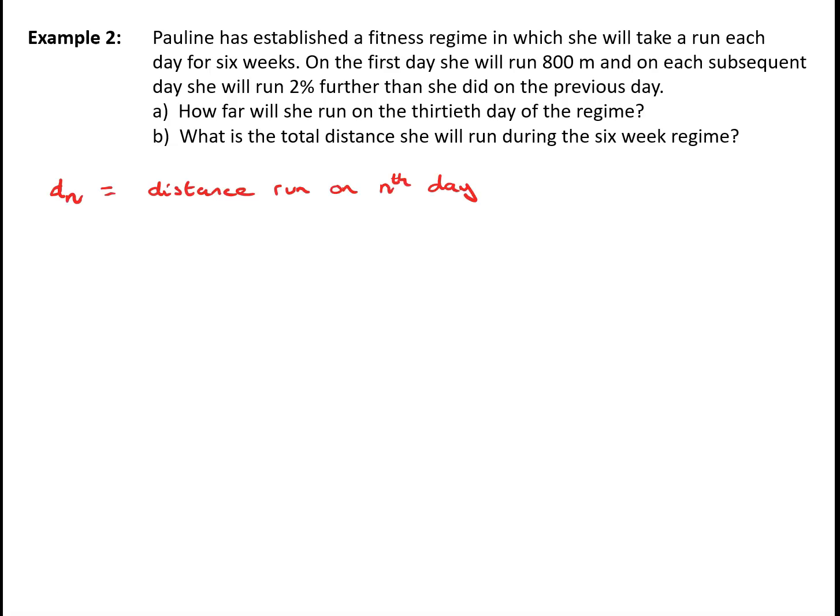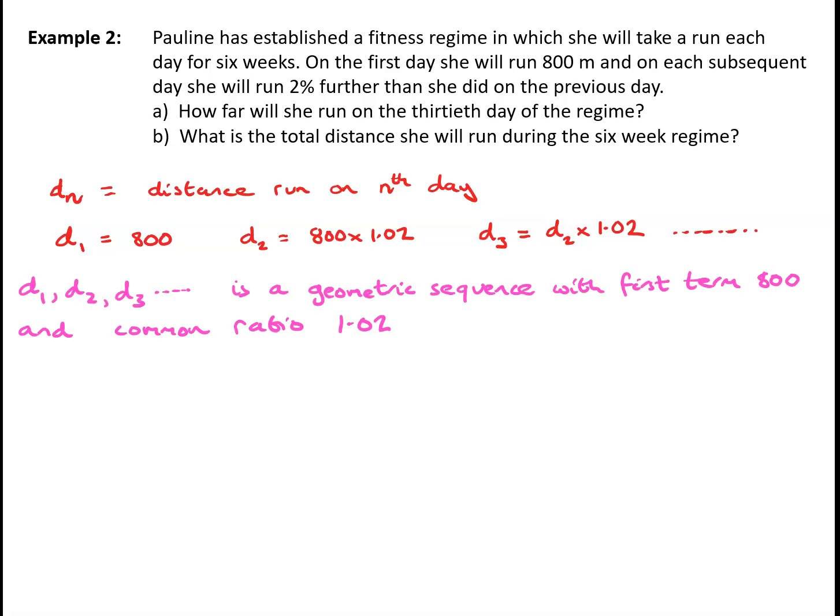If dn is the distance that Pauline runs on the nth day, then we've got d1 is 800, d2 is going to be 800 times 1.02, d3 is going to be d2 times 1.02, and so on. So we can certainly say that the sequence d1, d2, d3, etc. is a geometric sequence with first term 800 and common ratio 1.02.